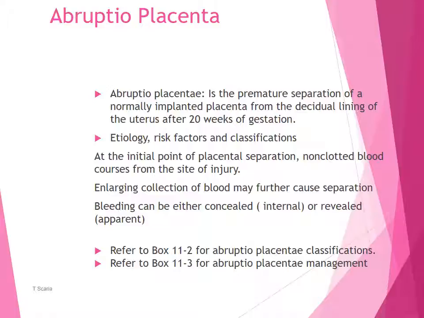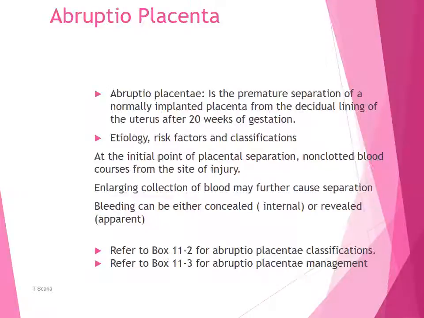At the initial point of placental separation, non-clotted blood courses from the site of injury. Then the enlarging collection of blood may further cause separation. And this bleeding can be either concealed or internal bleeding, or revealed or apparent bleeding. And I want you to refer to your book for the classification and the management of abruptio placenta.